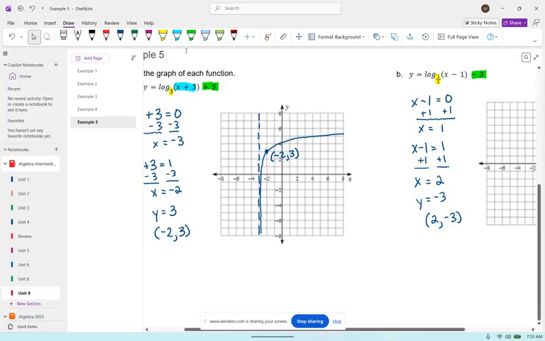So guys, that's it. That's how you graph exponential or logarithmic functions. If you guys have any questions, let me know.